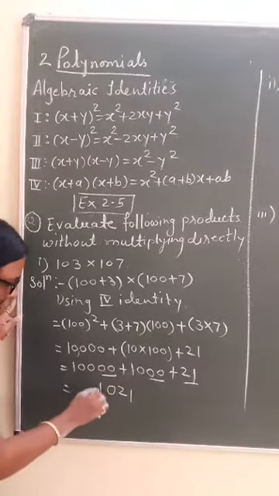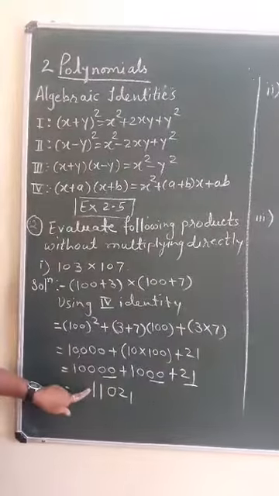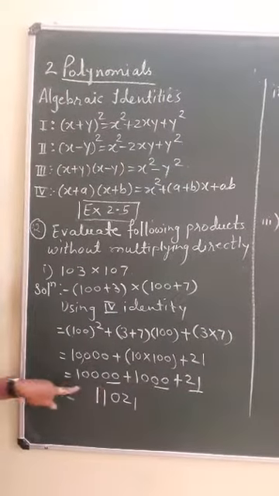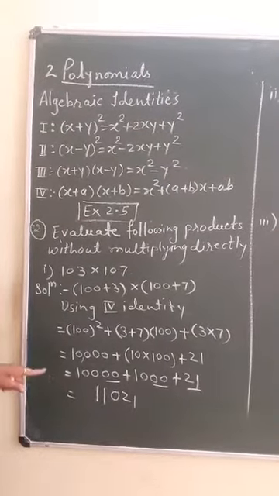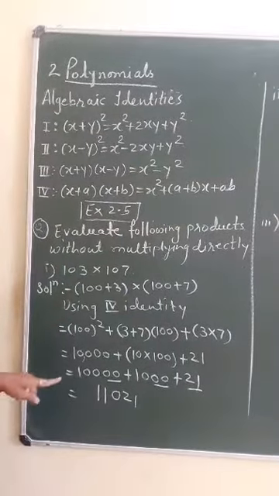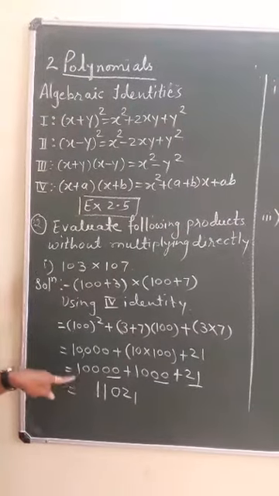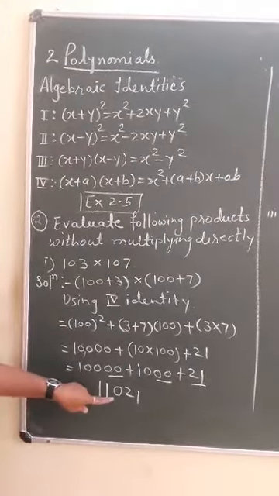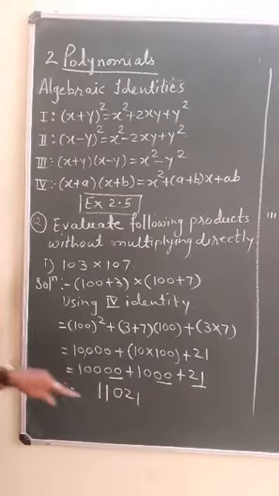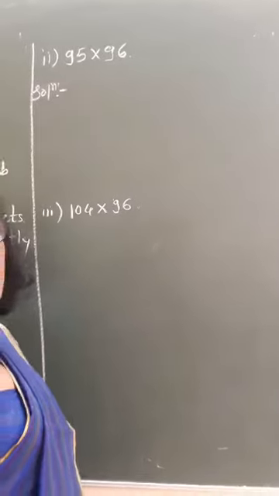1 plus 0 is 1 and 1. Means we have to do it in a horizontal way, in this way. Otherwise we have to write in a vertical way and we can do the addition in this way also. So what we got here, that is 11,021.